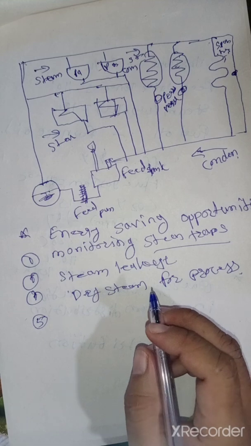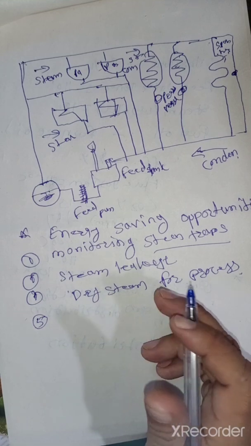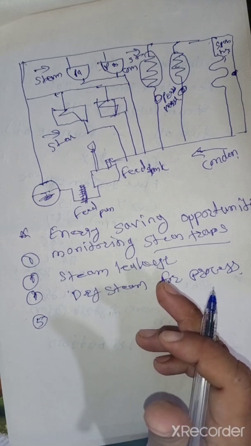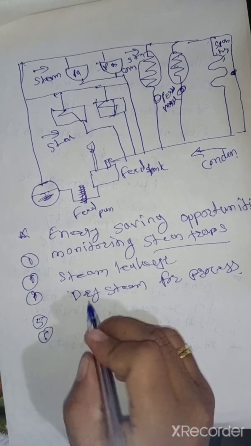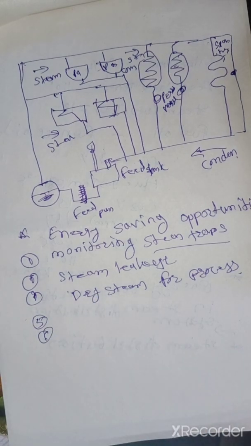Utilizing steam at lowest acceptable pressure for process. And sixth is proper utilization of directly injected steam. Seventh is minimizing heat transfer barriers. Eighth, condensate recovery. And ninth, insulation of steam pipelines and hot process equipments.